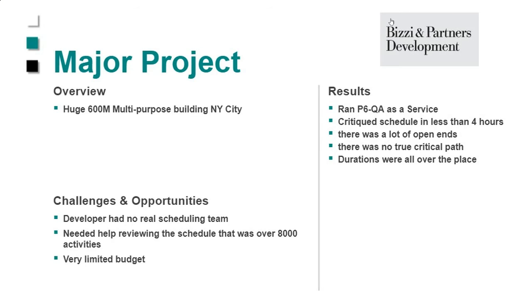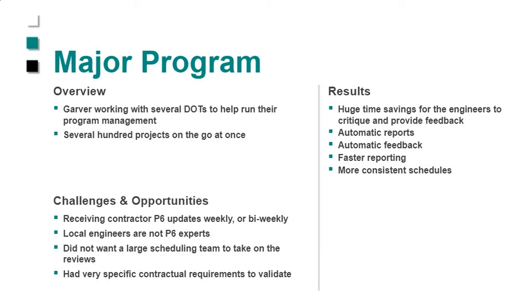The schedule had tons of open ends. The critical path was not true or usable. The durations were all over the place. And it was enough for the CFO, who was not a scheduler by any stretch, to be able to go back and let the contractor know that they had to fix these problems before they could even consider having the ability to get on the job site. Okay, so very important, and it really minimized the risk of going forward.